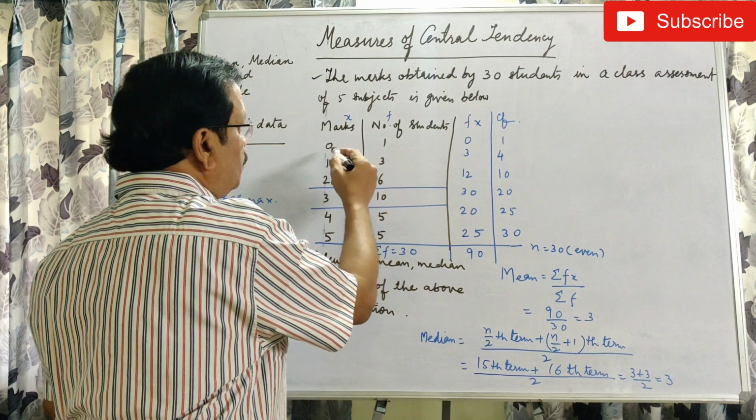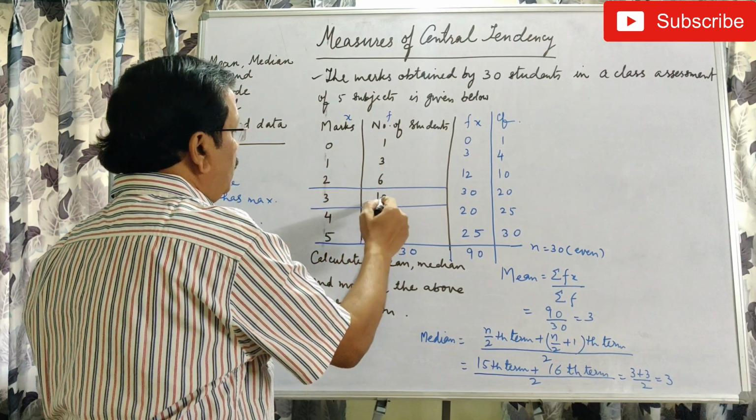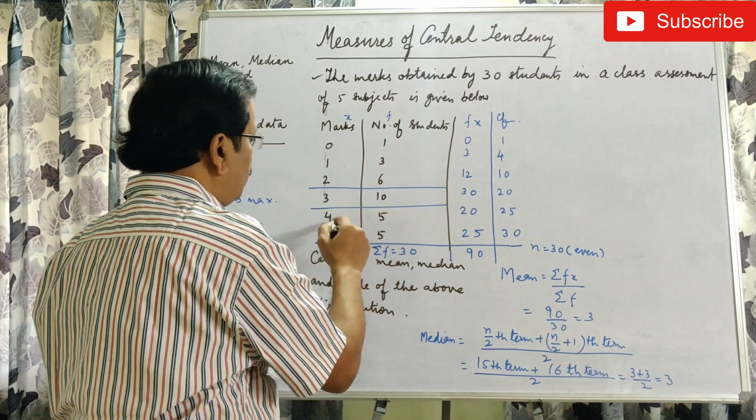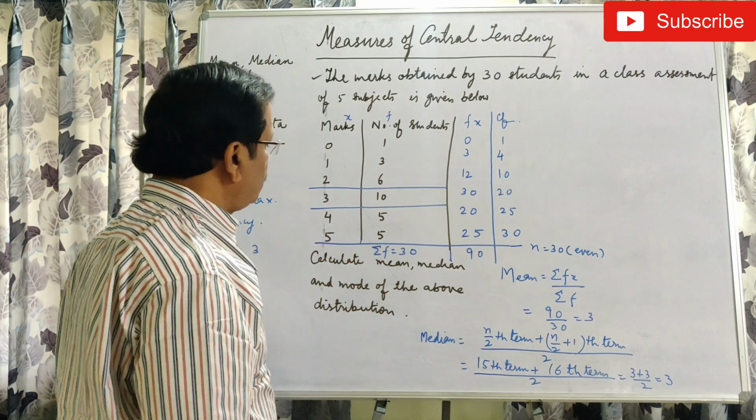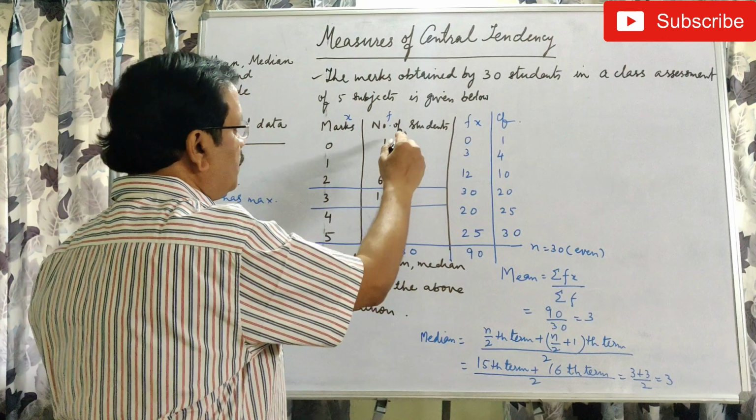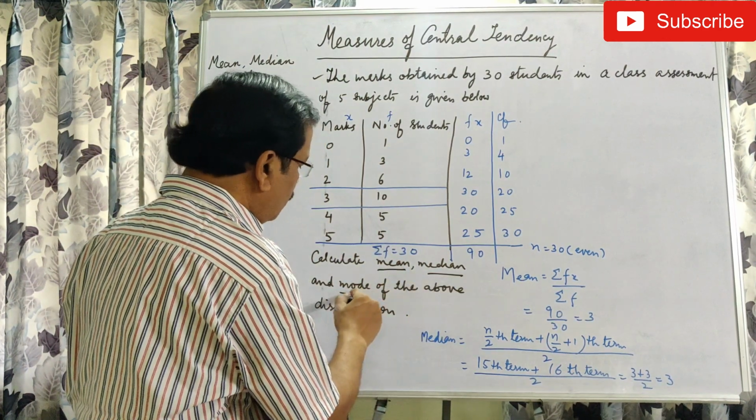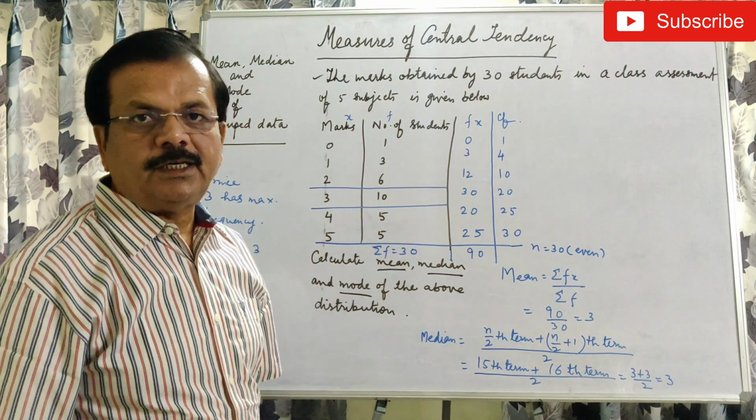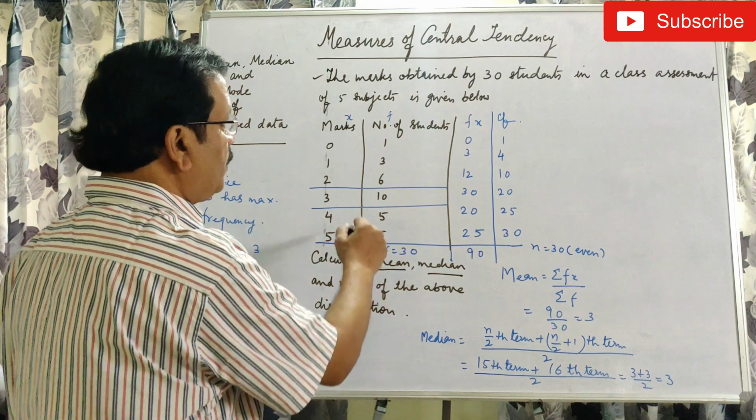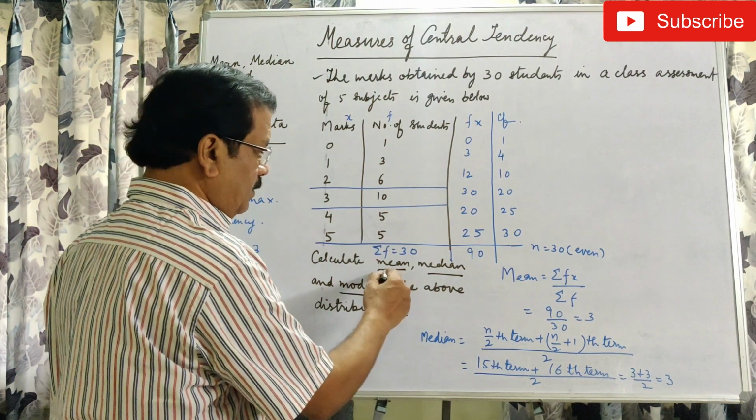One student got 0, 3 got 1, 6 got 2, 10 students got 3 marks, 5 students got 4, and 5 students got 5 marks. And this way we get the total number of students. Now we have to calculate the mean, median and mode, all these 3 measures of central tendency, with the help of the given data. First of all we'll start with the mean.